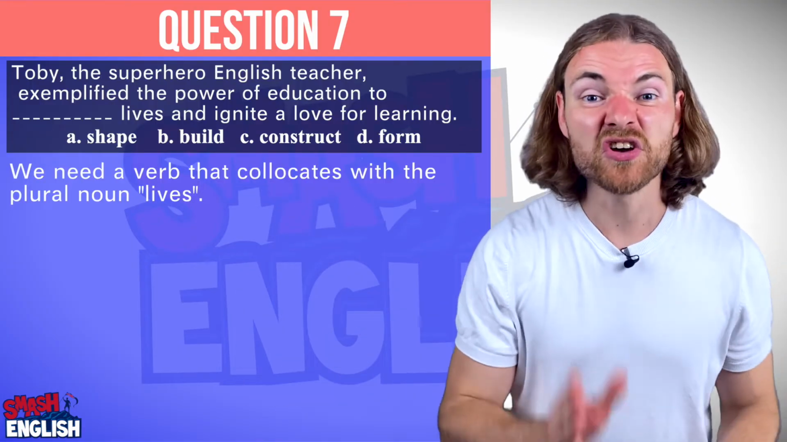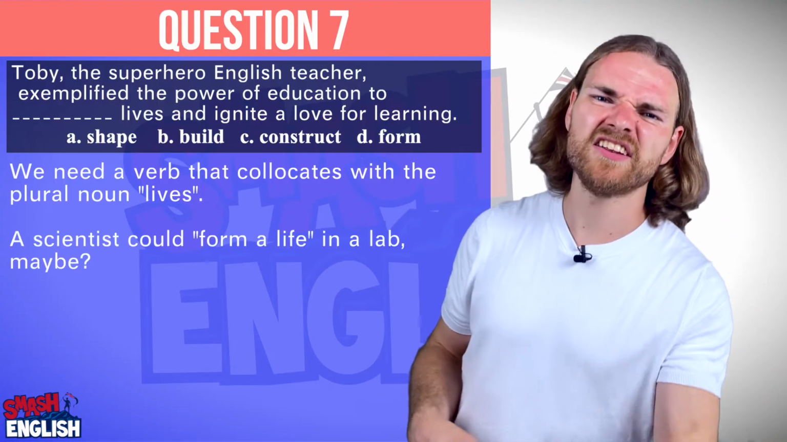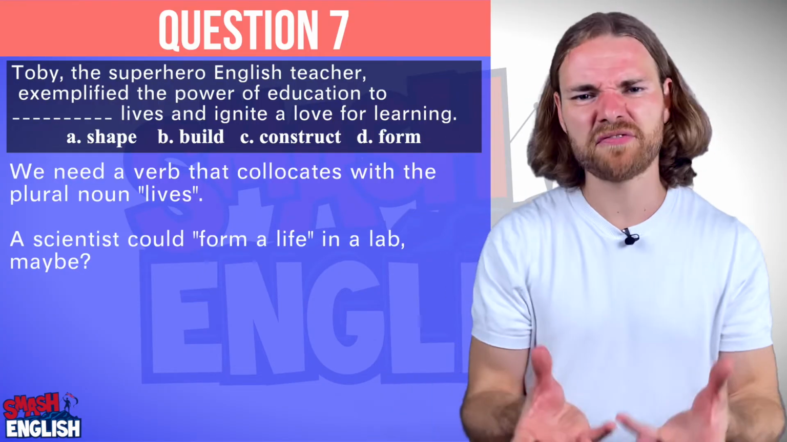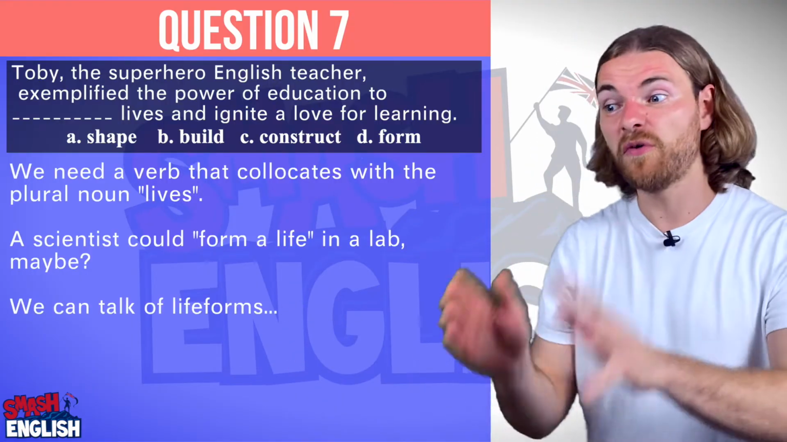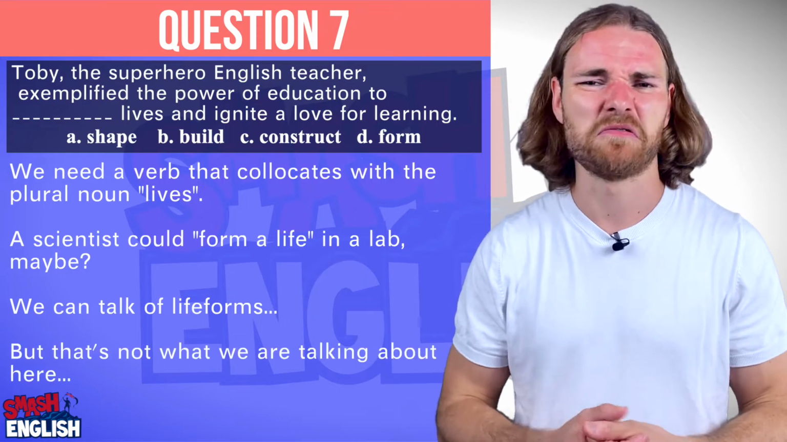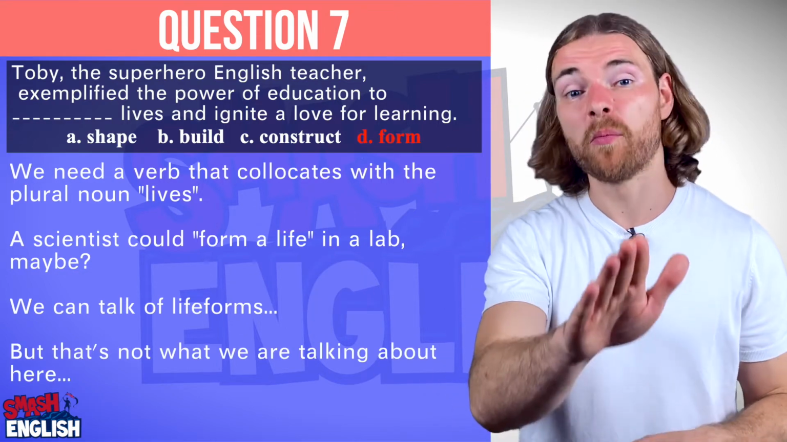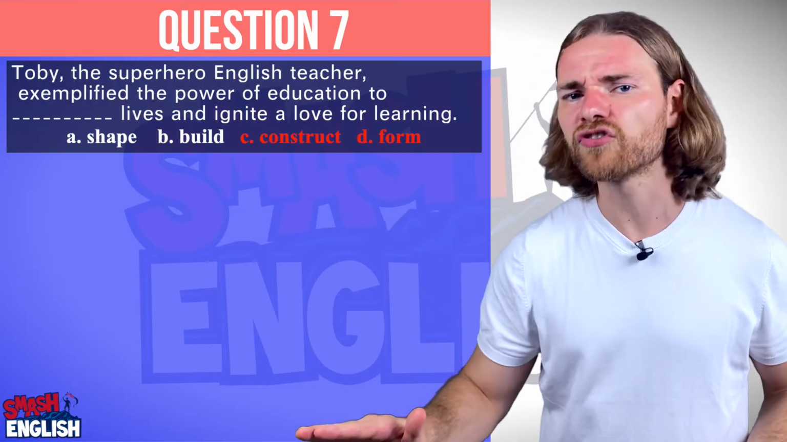It's another collocation. What about form? Well, I guess scientists could form a life in a laboratory. I mean, after all, we talk about life forms, right? But that's not really what we're getting at here. So, no, let's get rid of form. You can't construct a life, so let's get rid of construct as well.